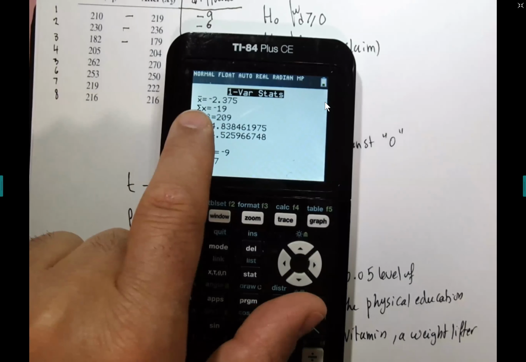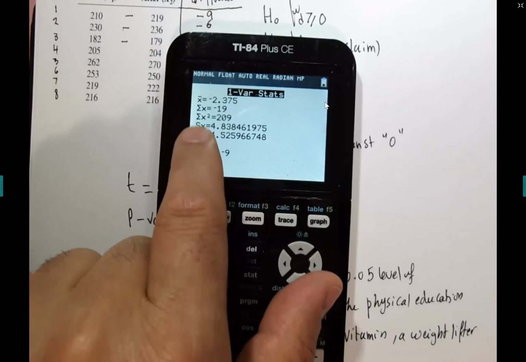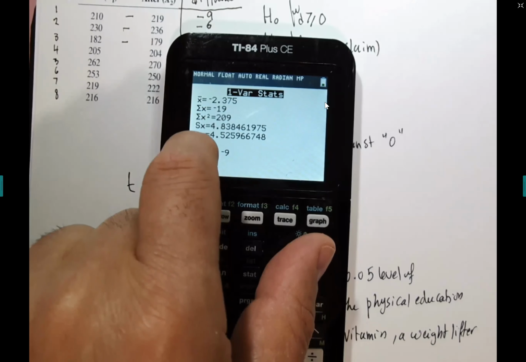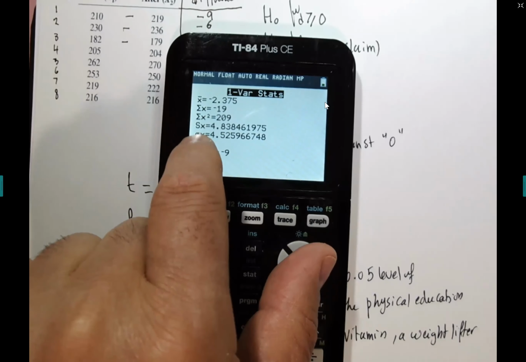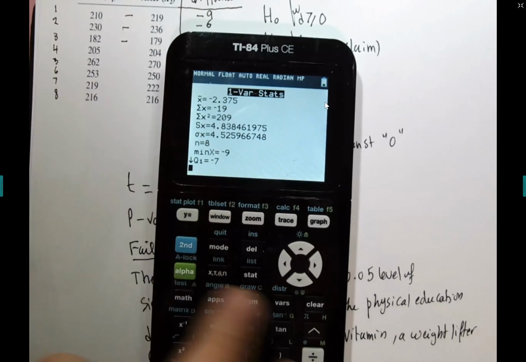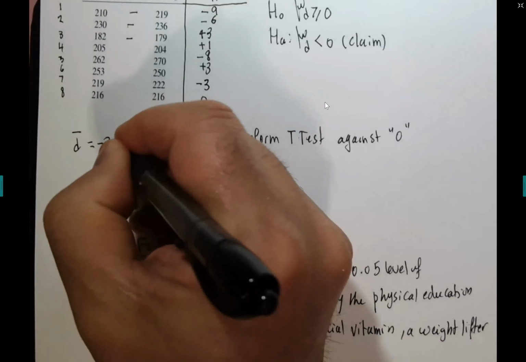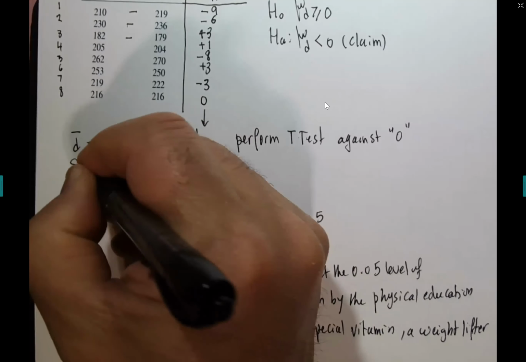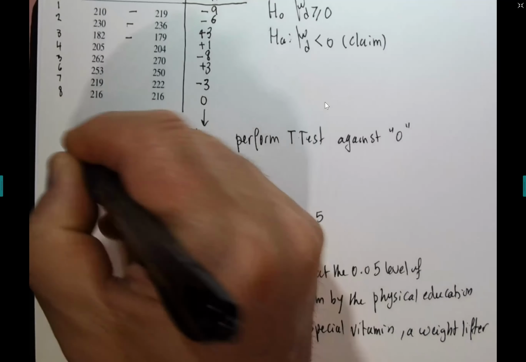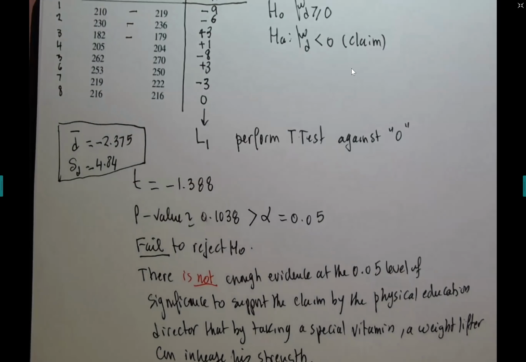And look, this is x bar. This is the mean of the difference. It's called d bar in the book. And s is the standard deviation. So x bar is negative 2.375 and s is 4.8. So if I just want to write them down on the side, this is called d bar, which is negative 2.375, and standard deviation is 4.84. All right. Was that one-var stats? Yeah, one-var stats. That always will give you the mean and the standard deviation.